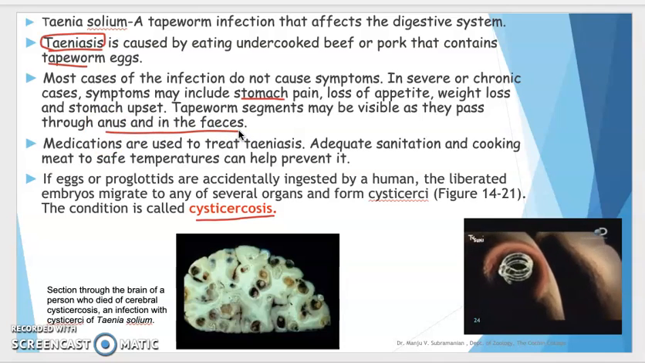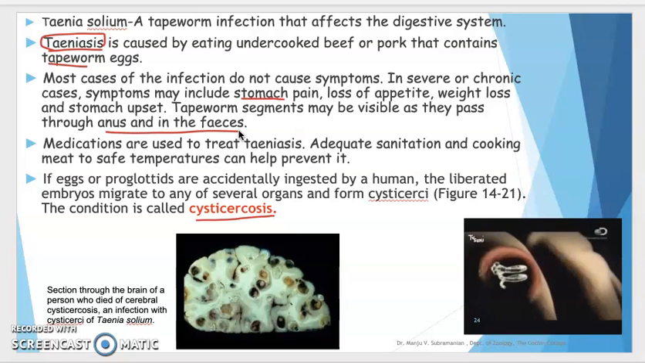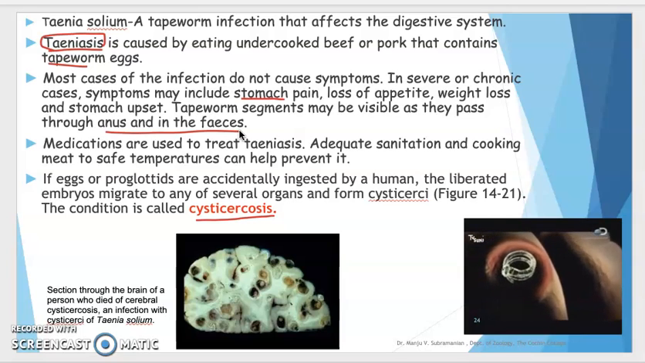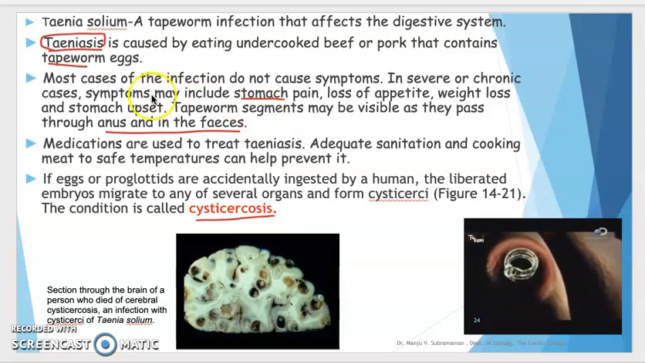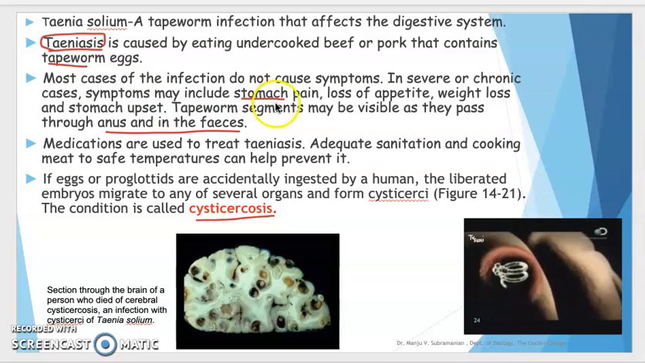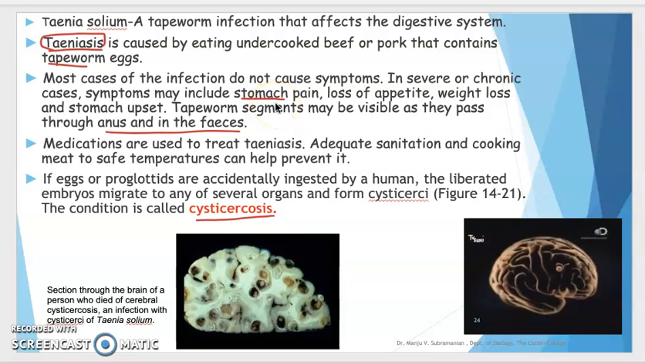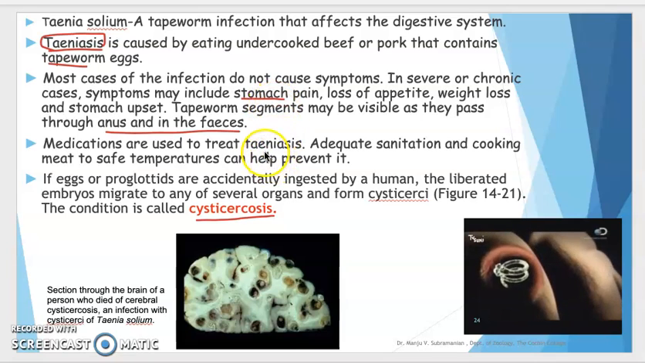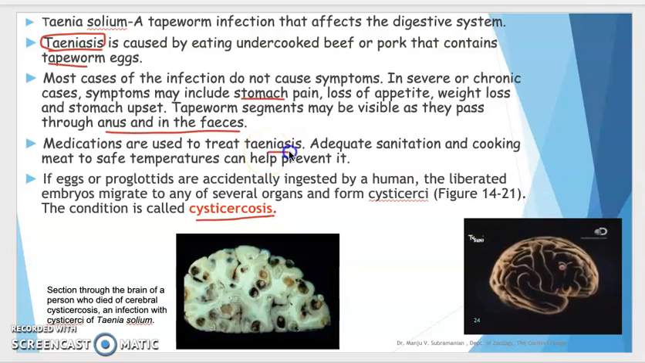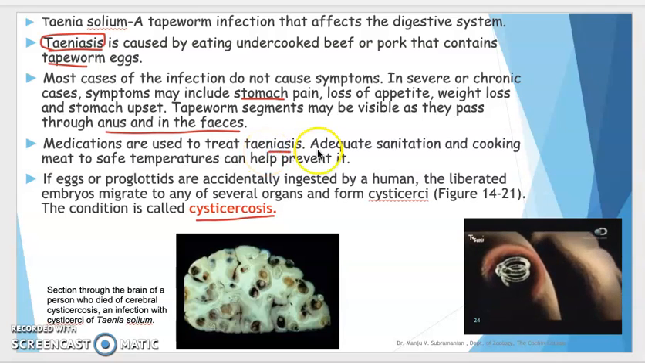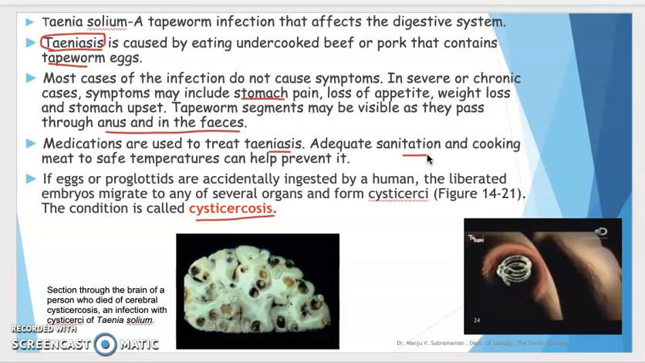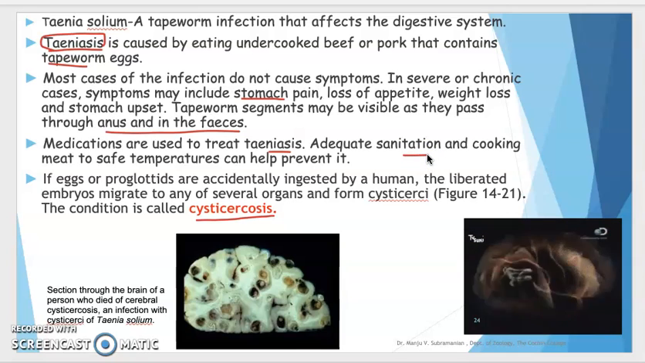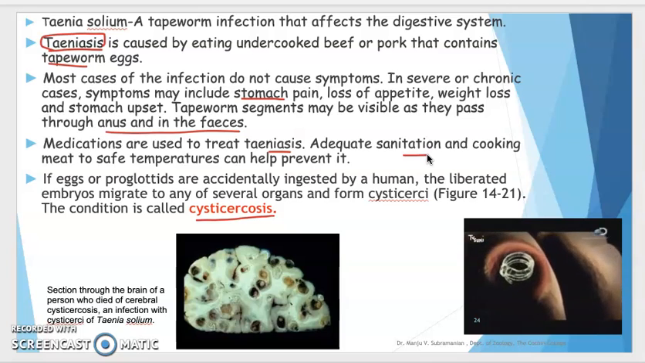So in the feces also, if you just undergo the testing of the fecal matter, then we can see the proglottid of this tapeworm. So that is about the Taeniasis, and how the medication can be used for the treatment of Taeniasis. That is, albendazole can be given, then adequate sanitation and cooking the meat to a safe temperature can help to prevent the infestation of this tapeworm.